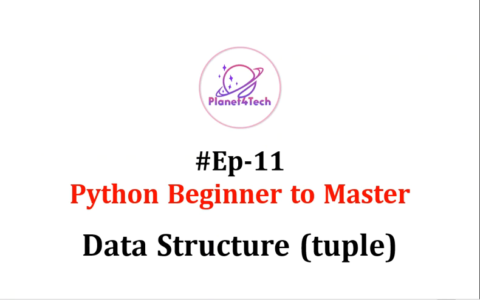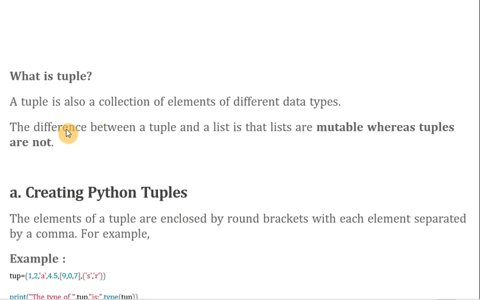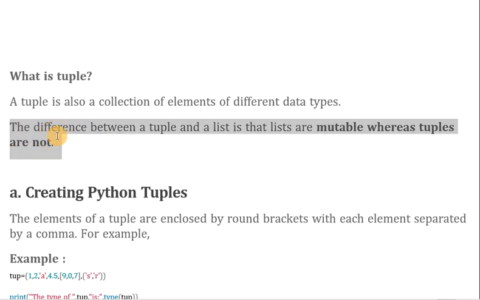Let's start. So the first point is, what is tuple? Tuple is also a collection of elements of different data types. On the basis of the definition, you can say list and tuple are both the same, because a list also allows multiple different data types in a single collection. In the same way, tuple does the same here. But there is a difference in their behavior.